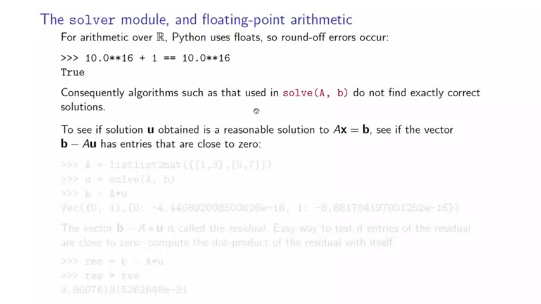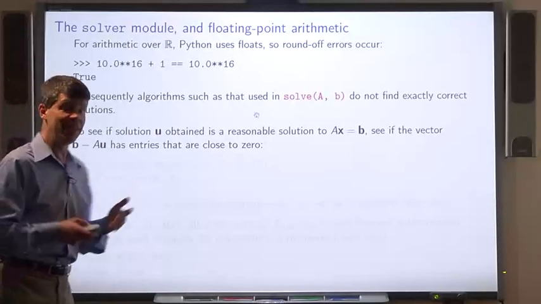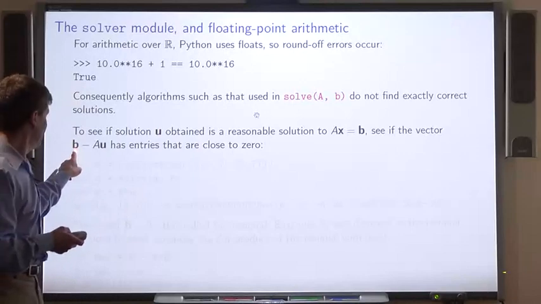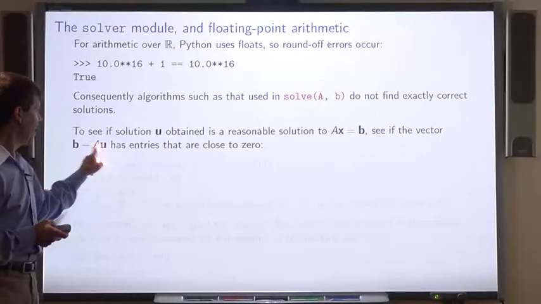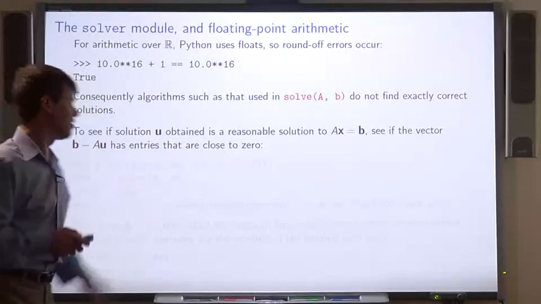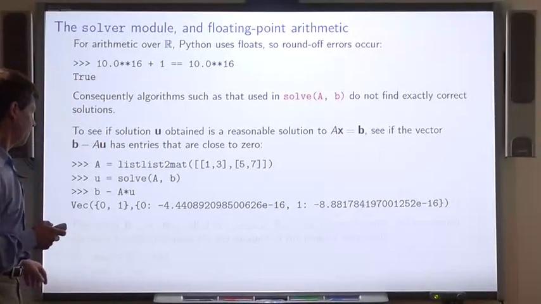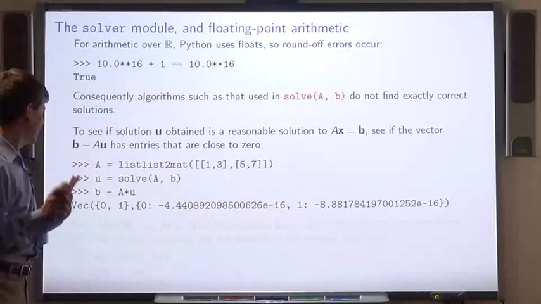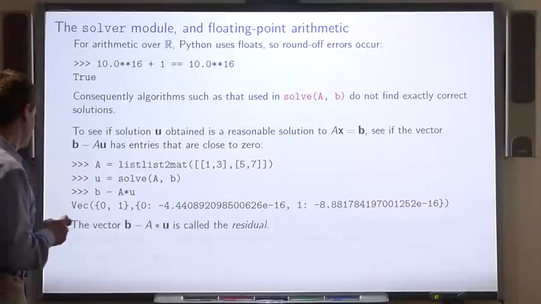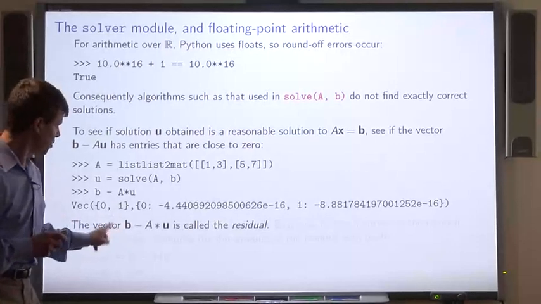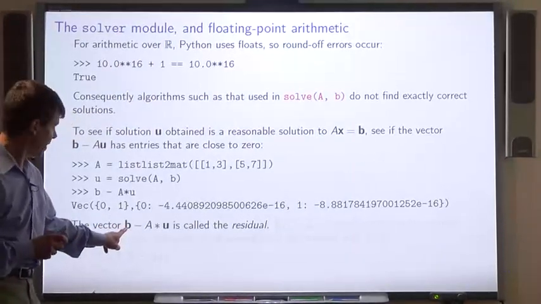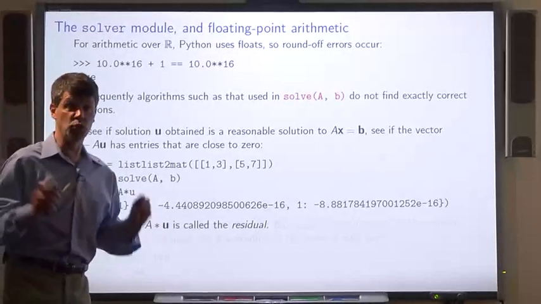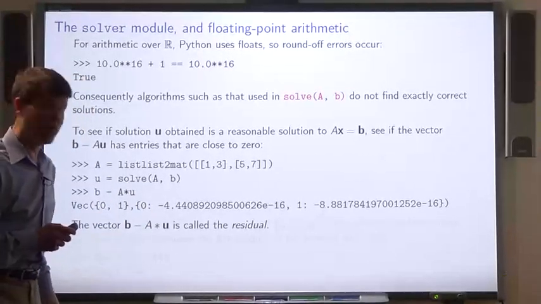So to see if the solution obtained by the solver is a reasonable solution to the matrix-vector equation, we see if the difference between the target vector b and the vector A times u has entries that are close to 0. So these entries are very close to 0, so we consider that a success. We've found the solution. Now, this vector, the difference between b, the target vector, and A times u, is called the residual of the matrix-vector equation.